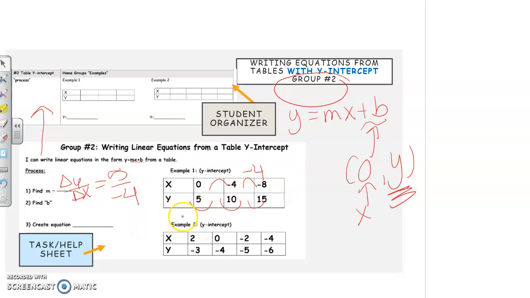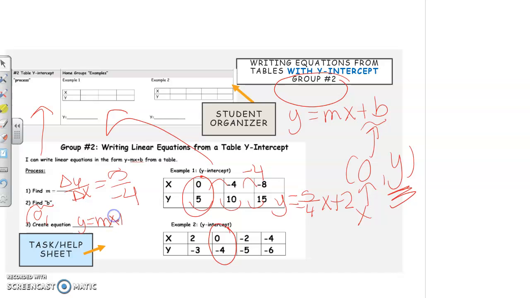And now I'm going to find my equation. Oh, wait, first I have to find my b value. I'm looking where x is 0. So this is my b value. So I'm going to get y = (5/-4)x + 2. All this information is going to go in their task sheet where it says example 1. Example 2, here's my y-intercept. And what happens if I go out of order? It's okay as long as I make my equation y = mx + b.